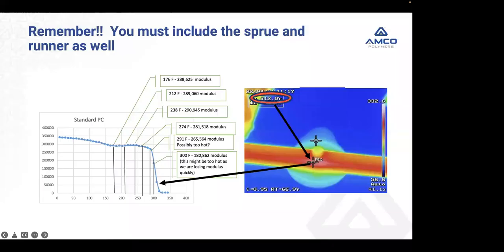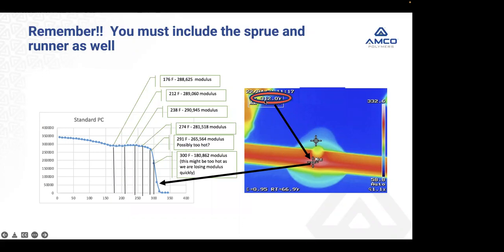Now remember, you must include this sprue and runner as well. If you have a thick sprue and runner, I was working with a customer and I was explaining this concept to them for polycarbonate. They said, there's no way, Sean, I can run that fast. We actually took a thermal camera. The parts are coming out at say 170, 180 degrees. And obviously we looked at the hot sprue here.